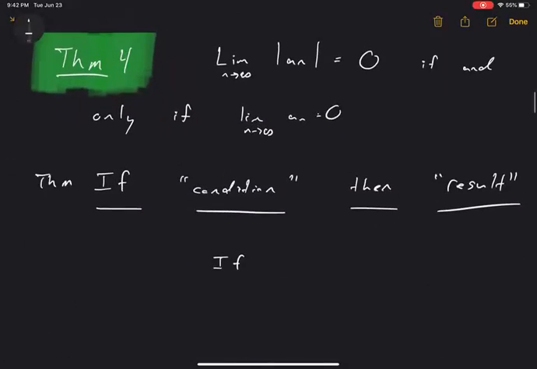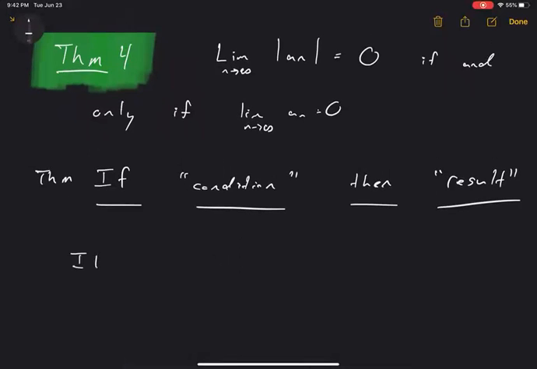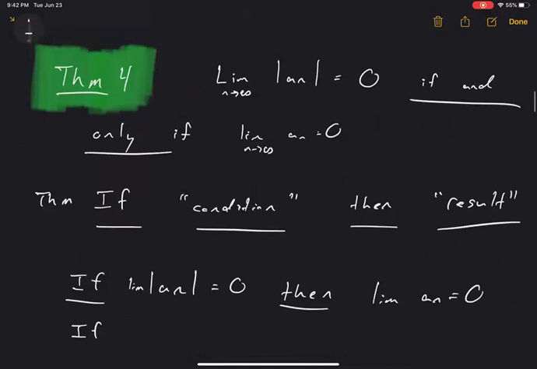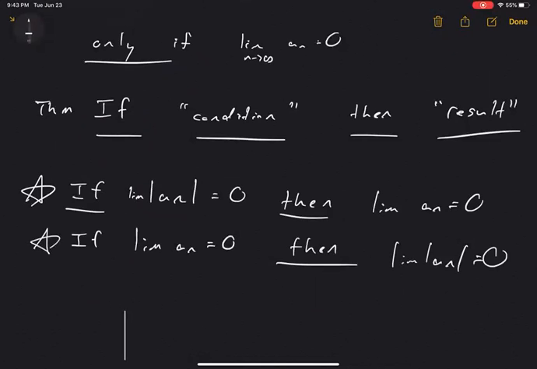If and only if means it goes both directions. So what this really means is both: if the limit of the absolute value of an equals 0, then the limit of an equals 0, but it also goes the other way. When we see the words if and only if, it means it goes both ways. So we have this statement, and we also have this statement. Okay, so we have both of these.